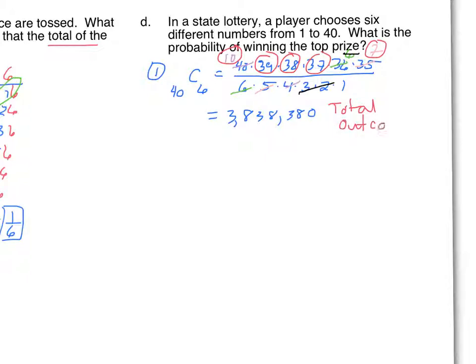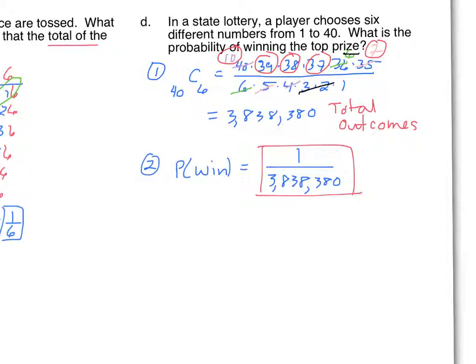Does that answer the question? Is that what the question's asking? No. The question wants to know the probability of a winner. How many winning combinations are there? How many favorable winning combinations are there out of that 3,800,000-some-odd? One winning set of numbers, right? Because they're all different. So there's one favorable out of 3,838,380. Is that a high probability?